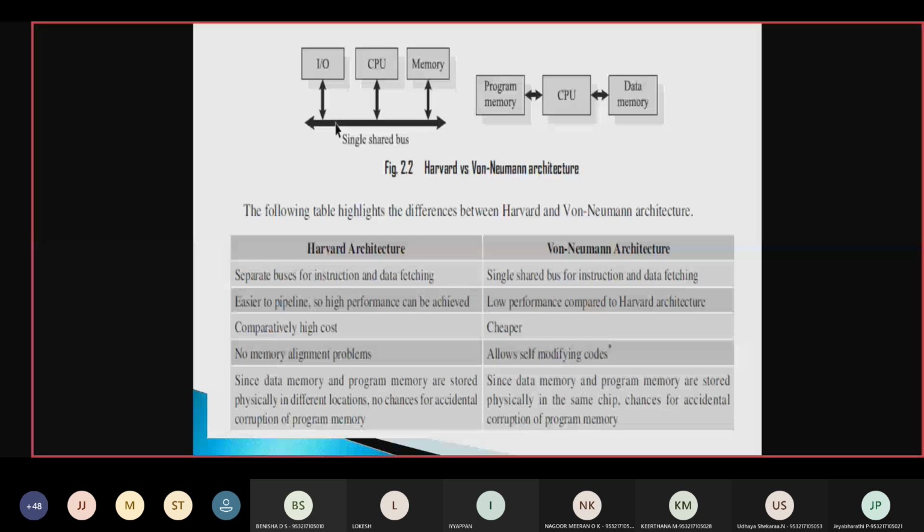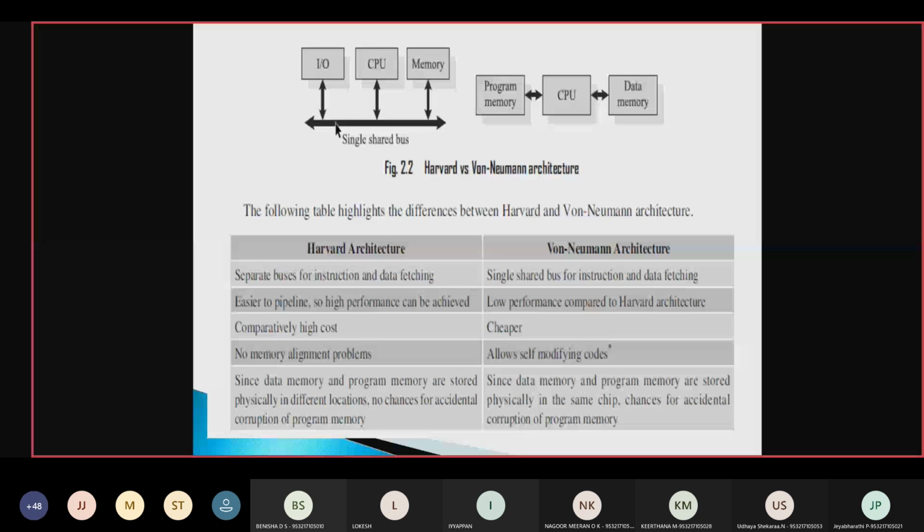Separate buses for the instruction and a separate bus for the data. So that's why we need to know this one. Most of the modern microcontrollers are using the RISC architecture. That's why we need to know this one: separate data and separate instruction bus.